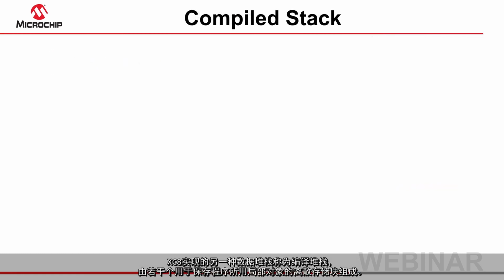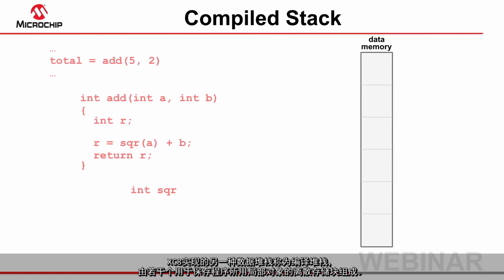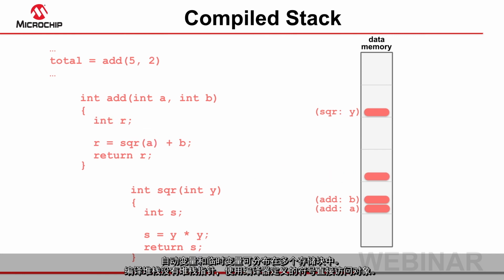The other data stack implemented by XC8 is called a compiled stack, and is comprised of discrete blocks of memory that hold the local objects used by a program. The parameters for a function are always allocated together, but each function can use its own block. Auto and temporary variables can be spread over several blocks. There is no stack pointer, and objects are accessed directly using a compiler-defined symbol.